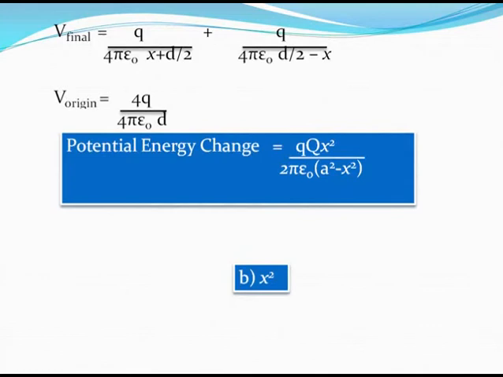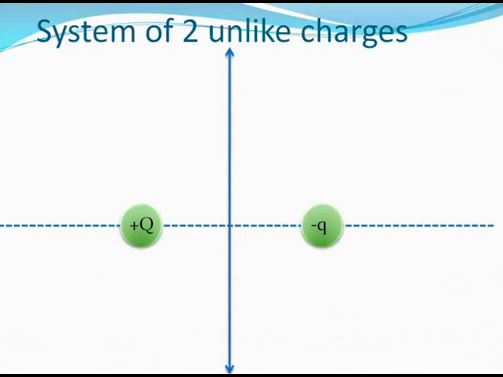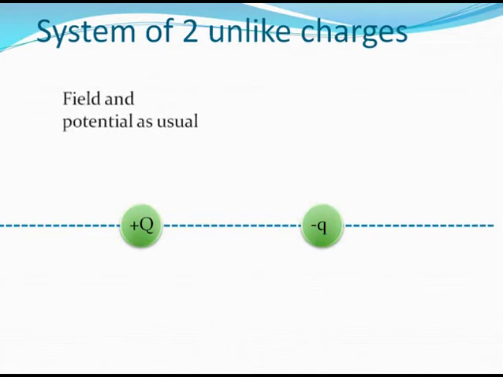Now that we've finished studying about like charges, let's move on to one more concept that we'll study in this chapter. A system of two unlike charges. I'll not go into detail while explaining the system of two unlike charges because it's so similar to the systems we've studied earlier. Even in the case of two unlike charges, you can calculate the electric field and electric potential on the axis and on the equator as usual.